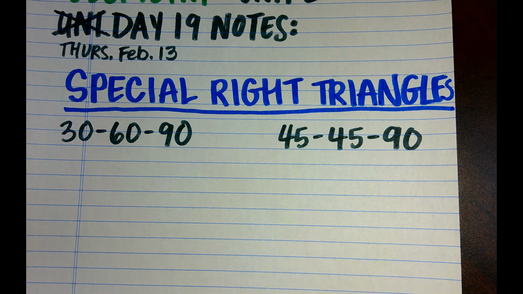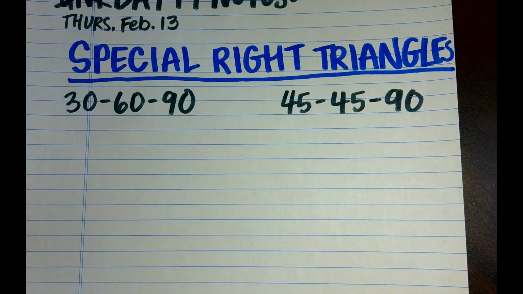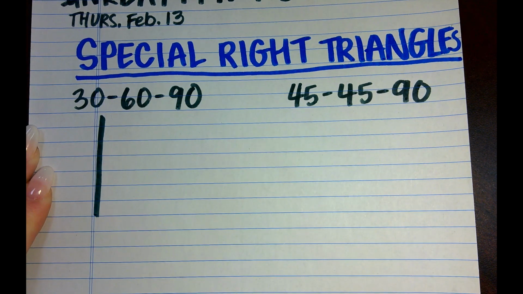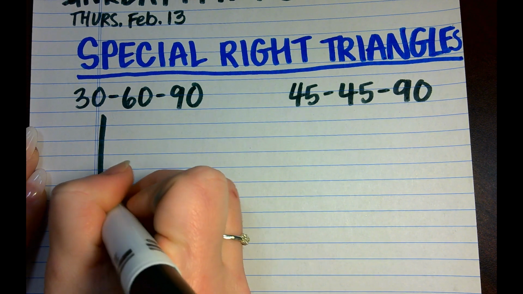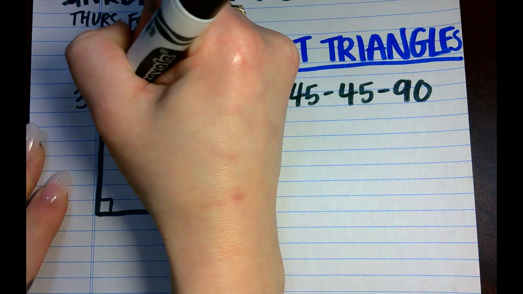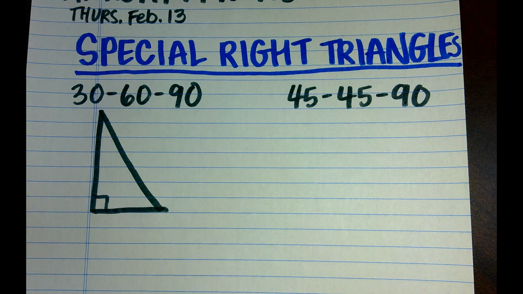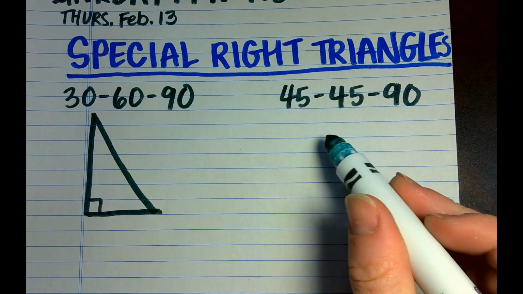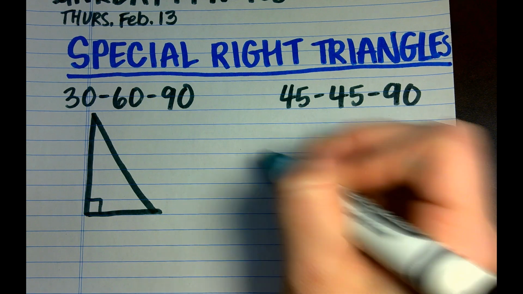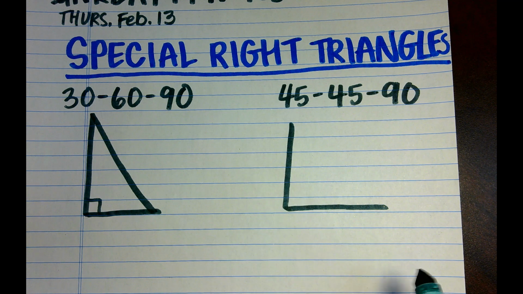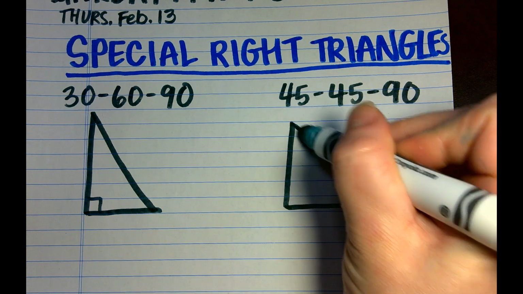Here is what we will draw. First, a 30, 60, 90 triangle. Here's what that's going to look like. You're going to have one long side and one short side that create our 90-degree angle, and then our hypotenuse. Then our 45, 45, 90, we will have two sides that are the same length, and then our hypotenuse.